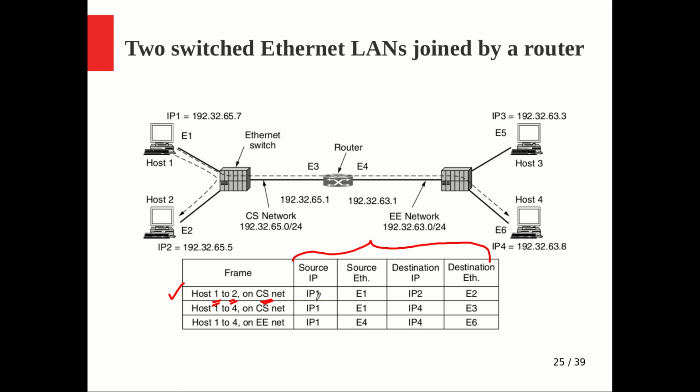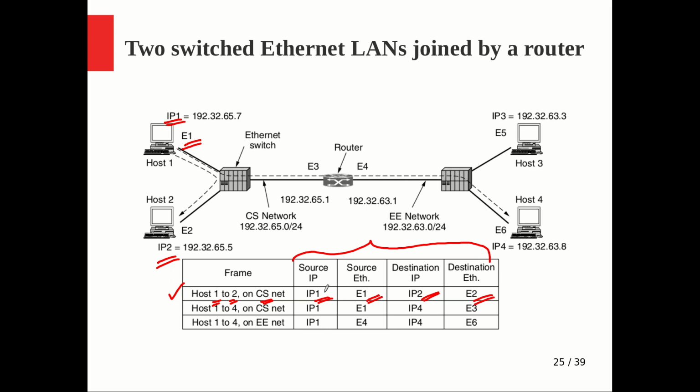So the source IP1 will be mentioned in the ARP request, and the source Ethernet address E1 will be mentioned, and it will be delivered to the destination, and the destination IP is IP2, and for delivery broadcasting is done, right? And the destination Ethernet address is found to be E2. So far things were clear, right? That is for the host 1 to host 2 communication.